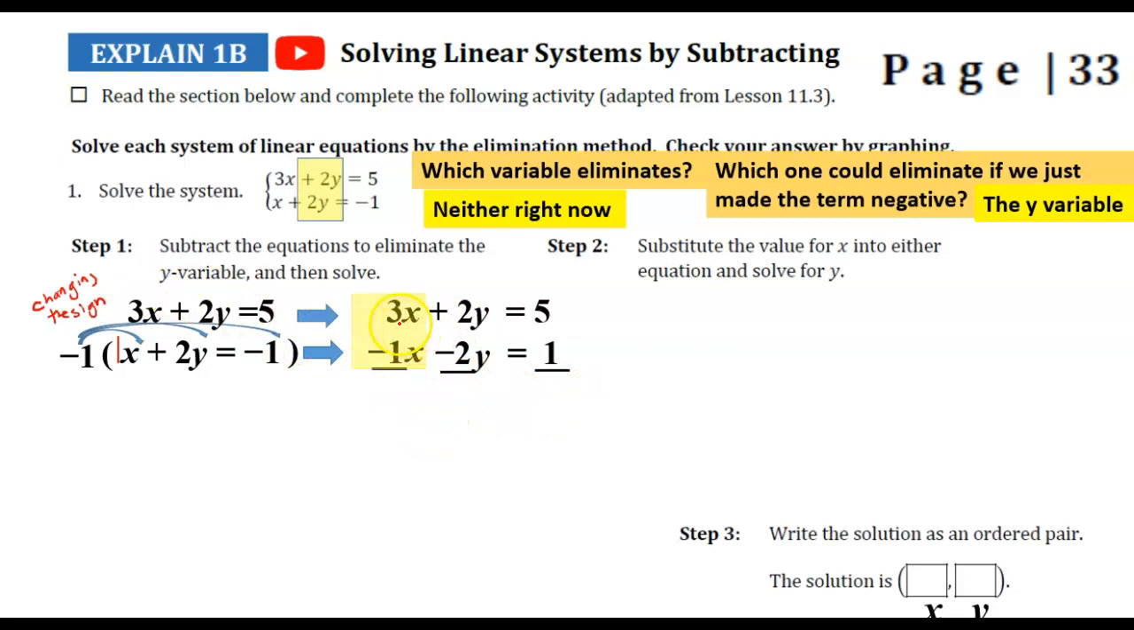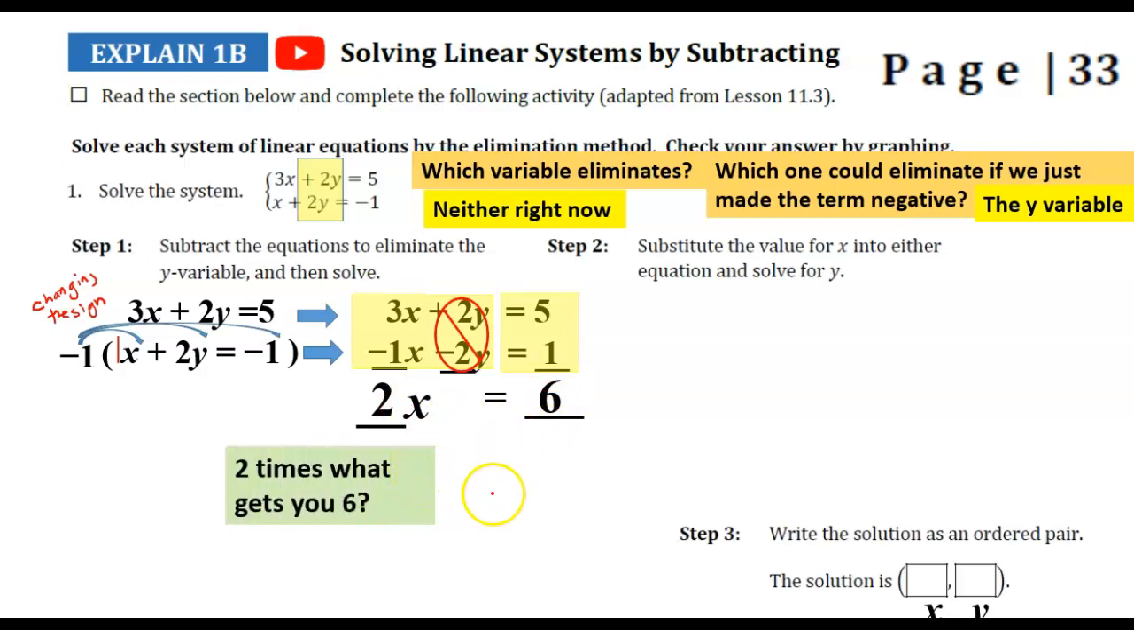Let's think about what's 3 take away 1. Hopefully you got 2. Now our y terms will cancel out. And what's 5 plus 1? Hopefully you got 6. So 2 times what gets you 6? Think about it. Hopefully you got 3. So again, you can use either one of these to solve for y.